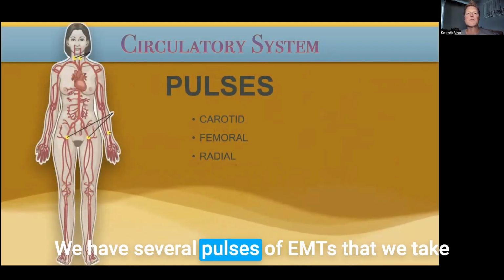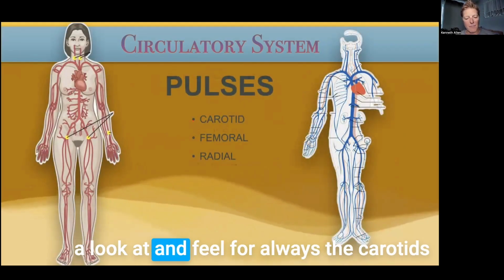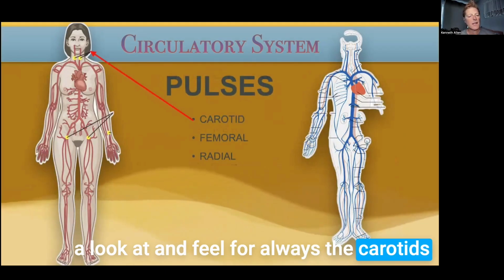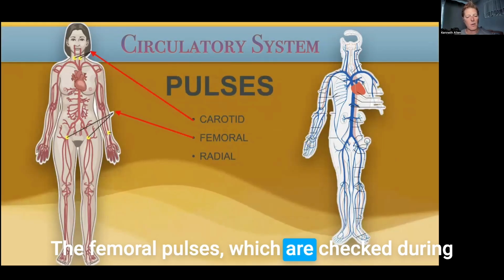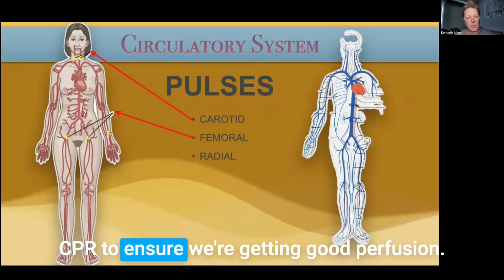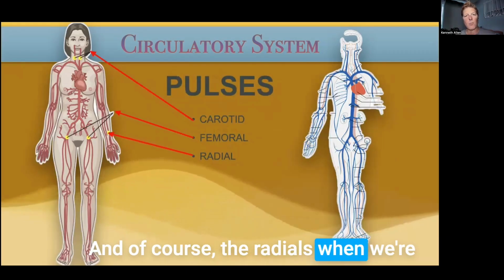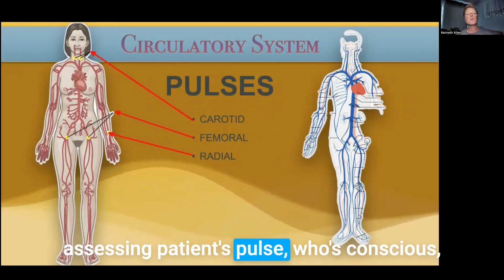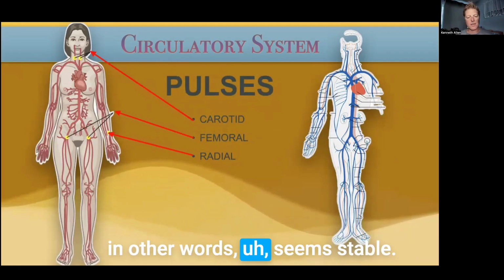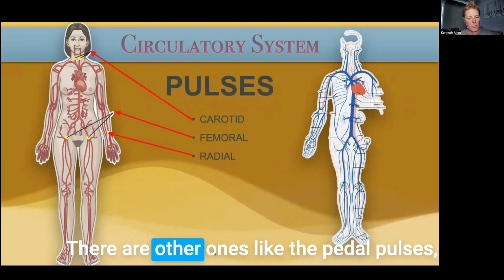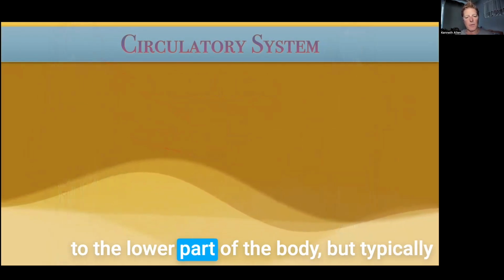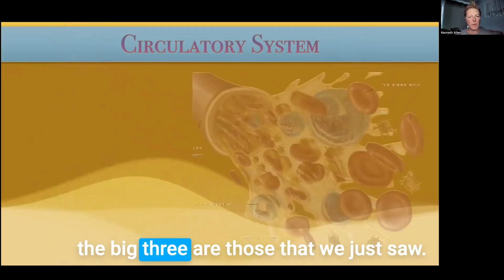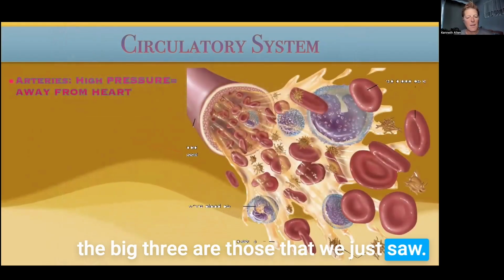We have several pulses as EMTs that we take a look at and feel for always. The carotids, to check and see if they're alive or dead. The femoral pulses, which are checked during CPR to ensure we're getting good perfusion. And of course, the radials, when we're assessing a patient's pulse, who's conscious, in other words, seems stable. There are other ones like the pedal pulses, which we check if there are any injuries to the lower part of the body, but typically the big three are those that we just saw.